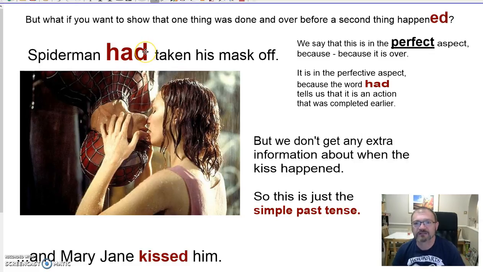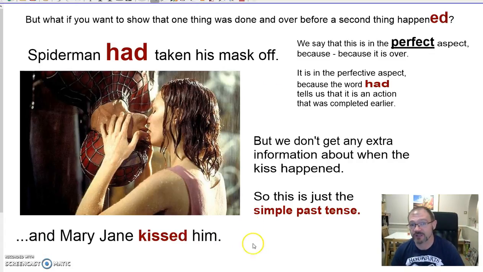So that had to happen and be finished before that could happen. The word had tells us that the action is completed, that the mask is off. And that makes it a little bit clearer for us when we understand the story, when we read or listen to the story. We know what's done and dusted and what's still going on. So we only need the simple past here to say that Mary Jane kissed him. But the word had added to this sentence shows us that something has been finished. We're getting extra information, and that's what aspect does. It gives us extra information about a verb.